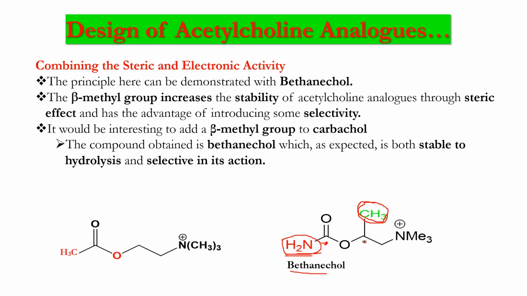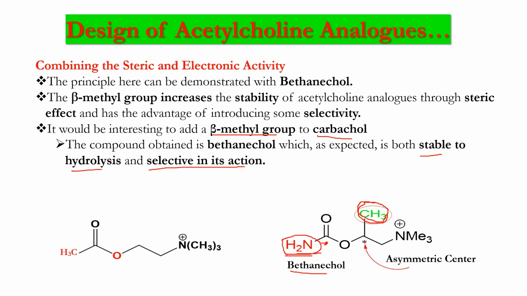It is also interesting to add the beta methyl group to carbachol, as we have seen in the previous case. When the beta methyl is added to carbachol, we obtain bethanechol. The compound obtained, as expected, has bonds that are stable to hydrolysis and is also selective in its action. It has a dual action. It is less susceptible to enzyme degradation, and it also has selectivity for the muscarinic receptor.